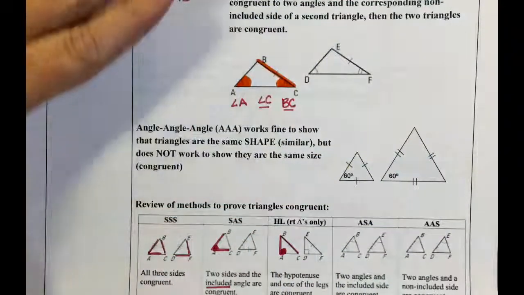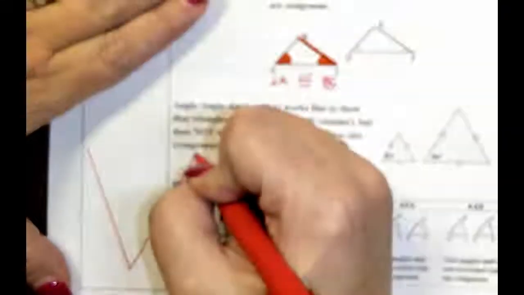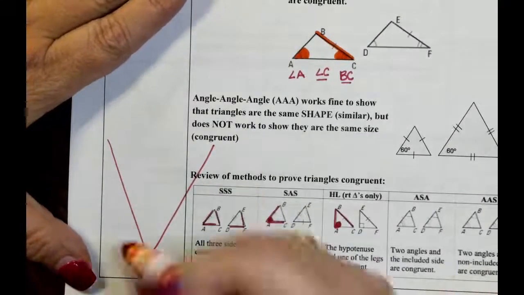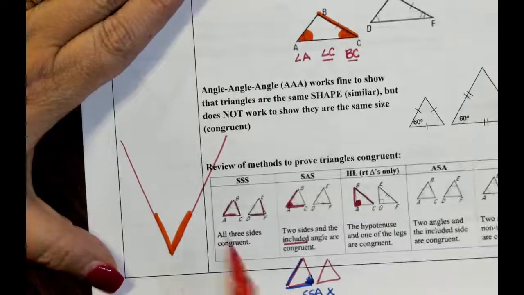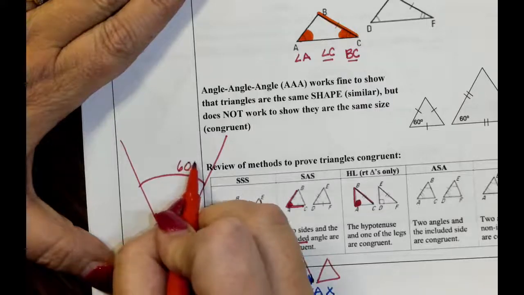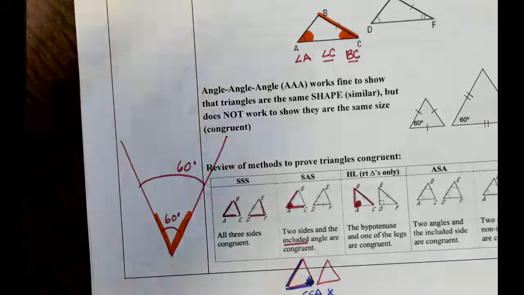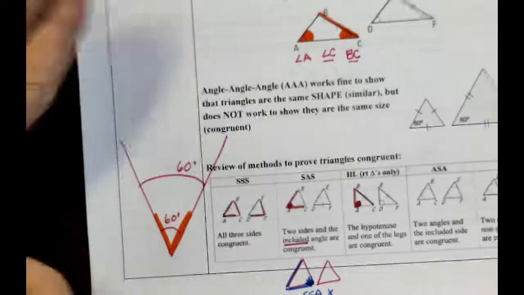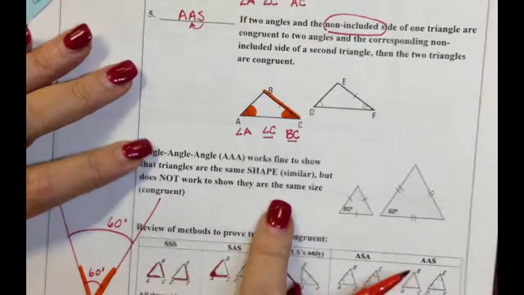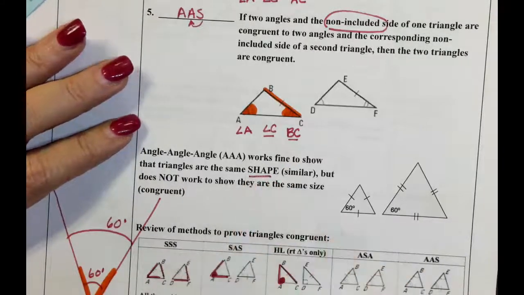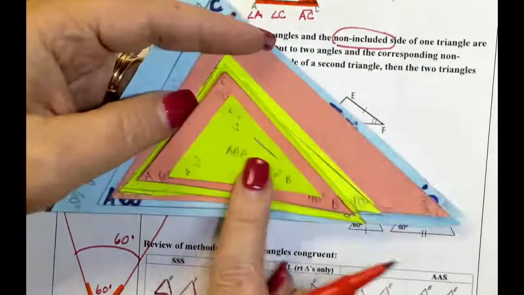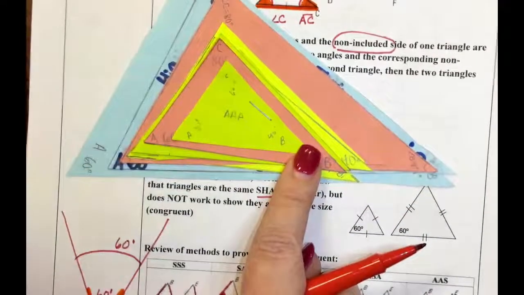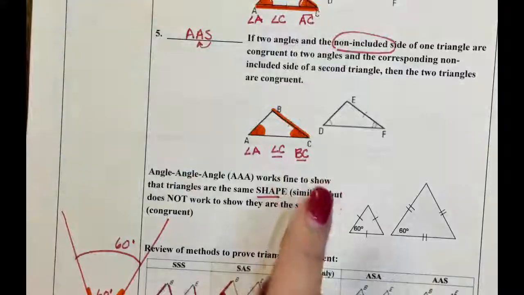But they change, right? I could have an angle that's really big like this, or I can have this angle that's really small like this. But they're the same size, right? If this is a 60-degree angle, this is also a 60-degree angle. It's just that the sides of it are longer. And that's why angle, angle, angle will show that they're the same shape, or they are similar to each other. They are proportional, but it will not show that they are the same size. So angle, angle, angle will never prove that I have triangles that are the same size. It only proves that they are the same shape.